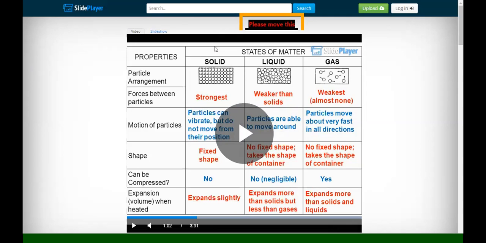All right, so motion of the particles in solid: as you can see they are so tightly packed, so how would they be able to move? No, of course not. They won't be able to move from their positions, they won't be able to change their position, why? Because they are so tightly packed. Okay.